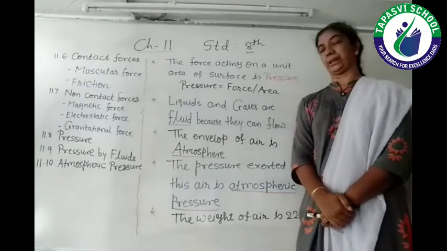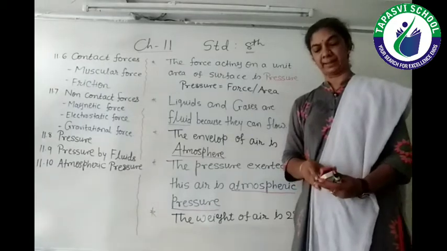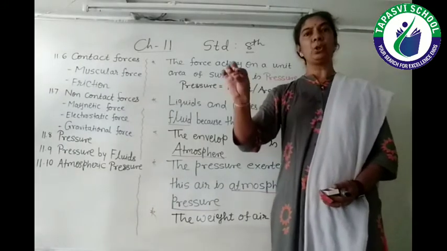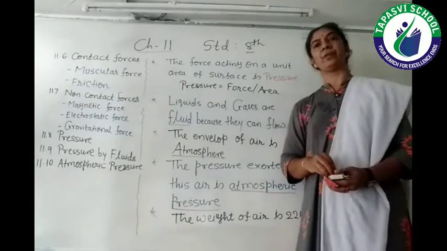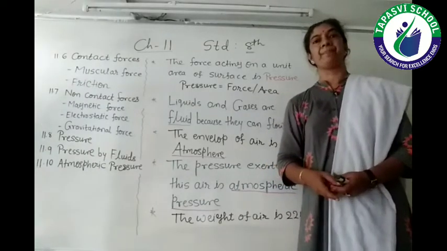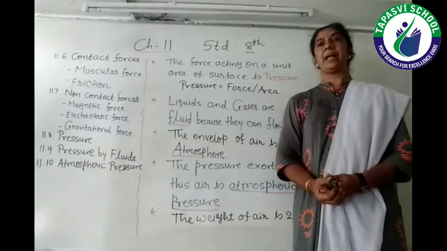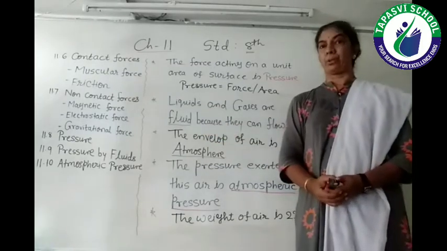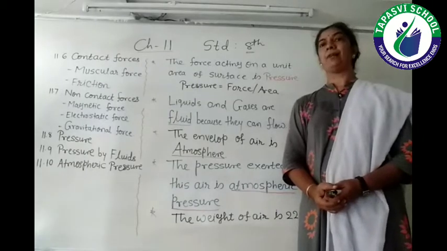Then in non-contact forces, we have first the magnetic force. You all have seen magnets. Just now I have a bar magnet, and this bar magnet has two ends. These ends are known as the poles of the magnet, and if we have like poles, then the magnets will repel each other, and if we have unlike poles, then they will attract each other. Besides that, any material which is made of iron, if you bring it near the magnet, it will be attracted automatically. So that force by virtue of the magnetic property of the substance is known as magnetic force.